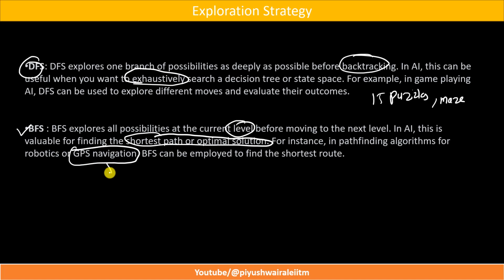Please pay attention to this particular example, GPS navigation. A question can be asked based on this, like which of the uninformed algorithms is used in GPS navigation? The answer will be BFS. Such types of questions you can expect based on applications also, so please note it down. That's all about the exploration strategies in DFS and BFS.